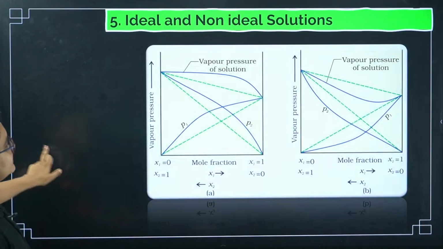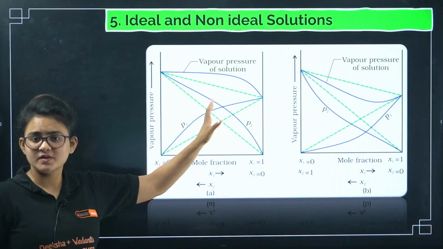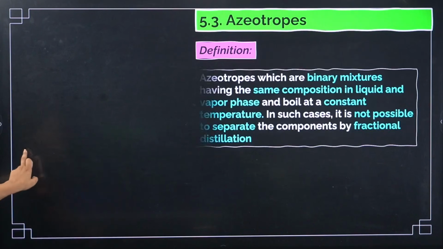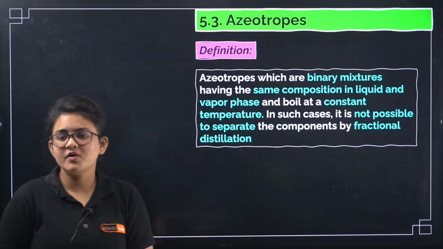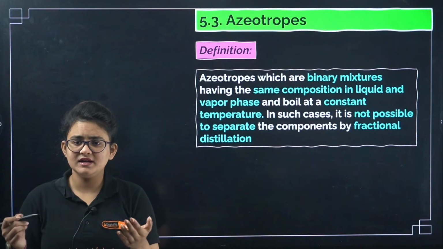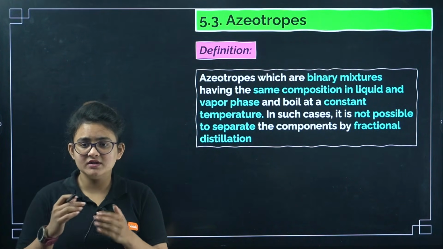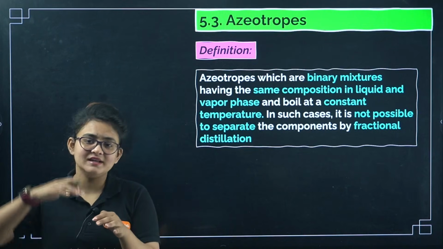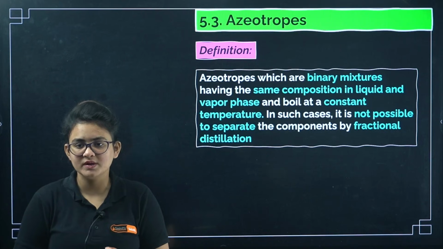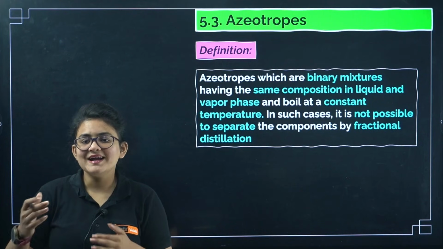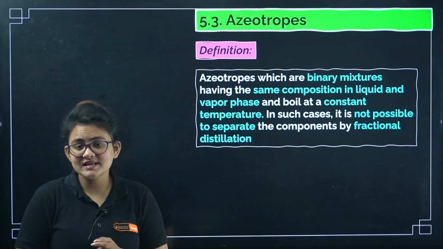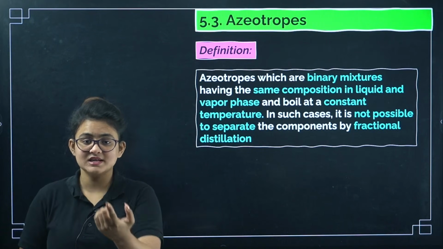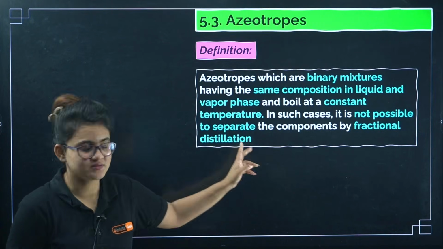Let's proceed further. Here you can see how the graphs of the positive and the negative deviation look. Let's proceed. Here come the azeotropes. The definition is very important. When it's a binary mixture and you see the same composition in the liquid phase of the solution and in the vapor phase as well, that is called an azeotropic mixture. So they boil at a constant temperature, and that's the reason they cannot be separated using the fractional distillation method. That's a very important point.